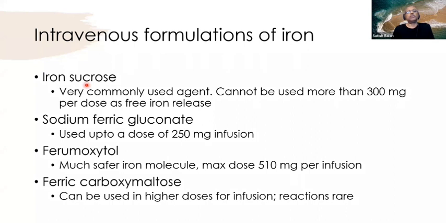So that caused the research into IV iron molecules, and then iron sucrose came out. This is one of the most commonly used iron agents, but you cannot use more than 300 milligrams. The risk of fatal anaphylaxis is extremely low, but reactions can occur, though not serious. And then sodium ferric gluconate has also been known. I don't know if it's available in India, but it can be used up to a dose of 250 milligrams per infusion. Ferumoxytol is widely used in the United States. It's a very safe iron molecule, and the dose is 510 milligrams per infusion. Reaction rates are very low with ferumoxytol. And lastly, we have the compound we are going to talk about today, ferric carboxymaltose.